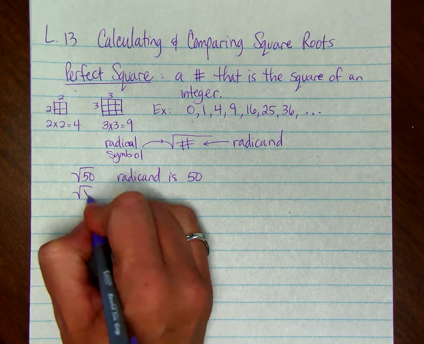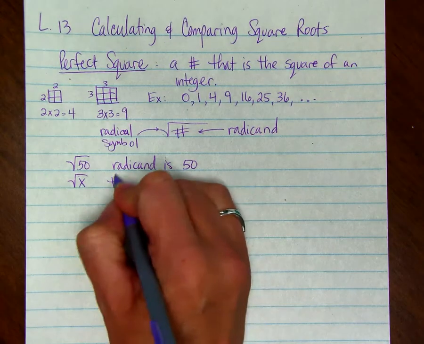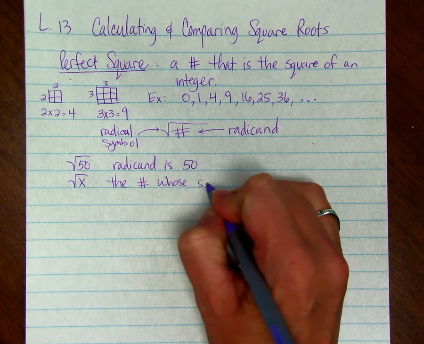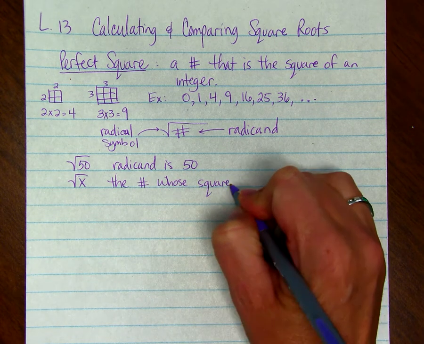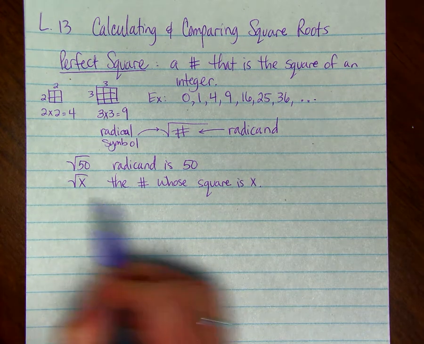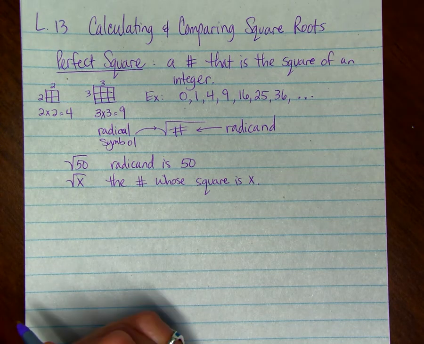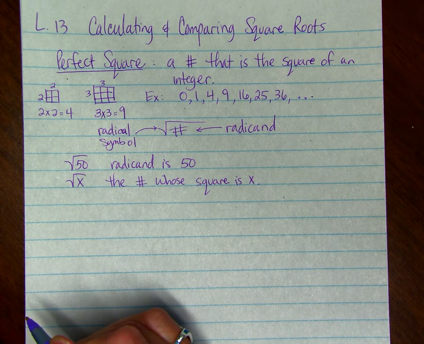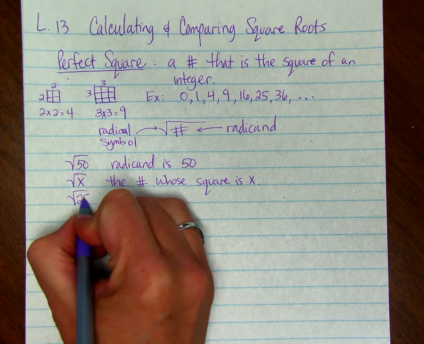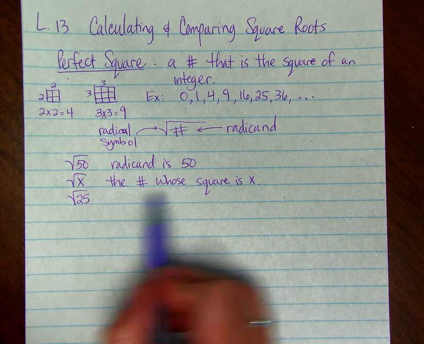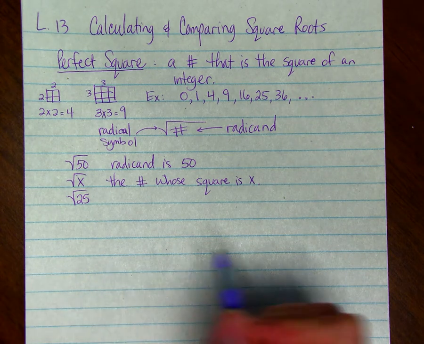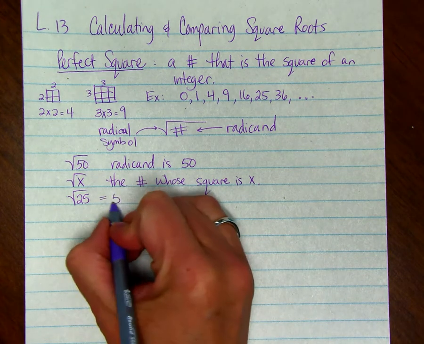The square root of x is the number whose square is x. So whatever number you use to square and get x, that number is the square root of x. For example, the square root of 25. We want the number whose square is 25. So the number that we square to get 25 is 5.